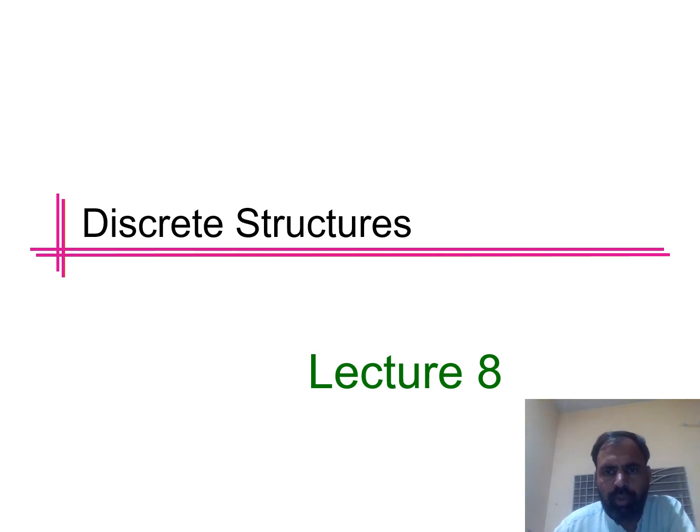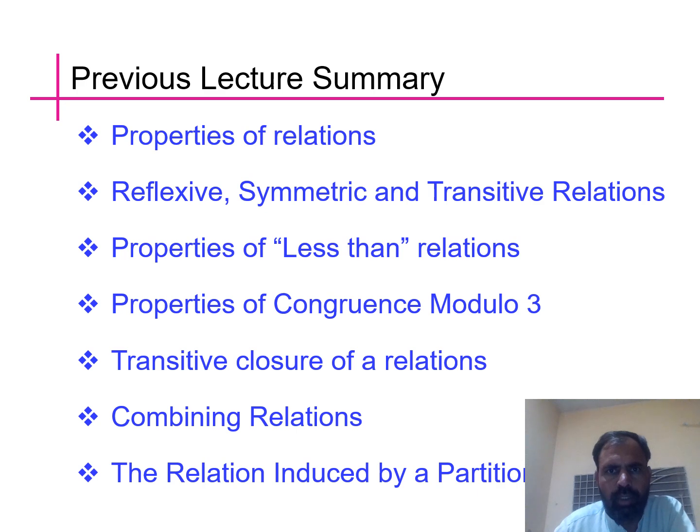First, we discuss the previous lecture summary. In the previous lecture, we discussed the properties of relations: reflexive, symmetric and transitive properties of relations, and also properties of congruence modulo 3 and transitive closure of relations, combining relations, and the relation induced by a partition.